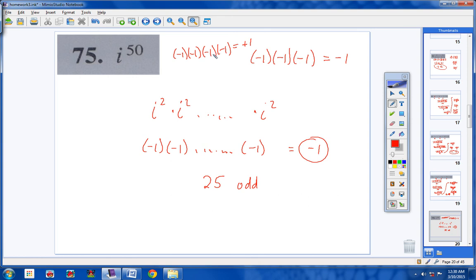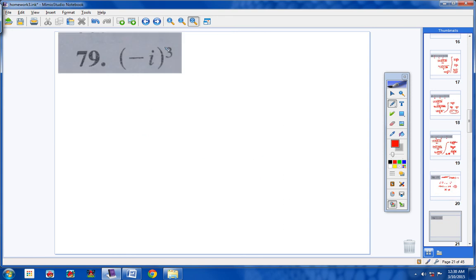Okay, moving on to number 79 and then number 83. The directions for 79 and 83 are: simplify the complex number and write it in standard form. So let's take a look, first of all, at 79. Well, guys, this is not too difficult. We have negative i times negative i times negative i. That's really simple, students. Negative times negative is a positive i squared. Okay?